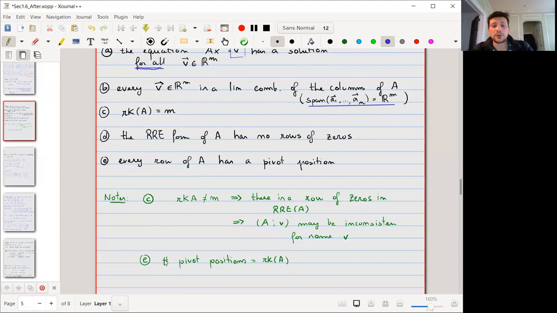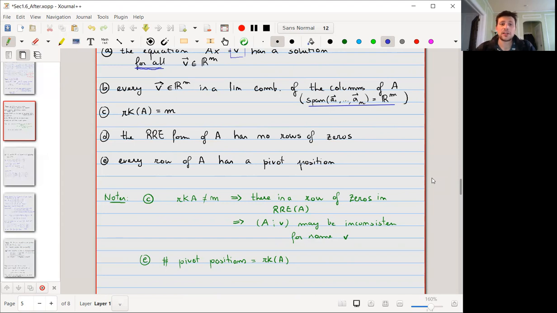Another note that I want to point out is that condition E and condition C are equivalent, because the number of pivot positions in a matrix with m rows, well, in general, is the same as the rank of the matrix. And in a matrix with m rows, saying that every row has a pivot position is the same as saying that the rank is m. So this theorem ties up what we've been doing so far.